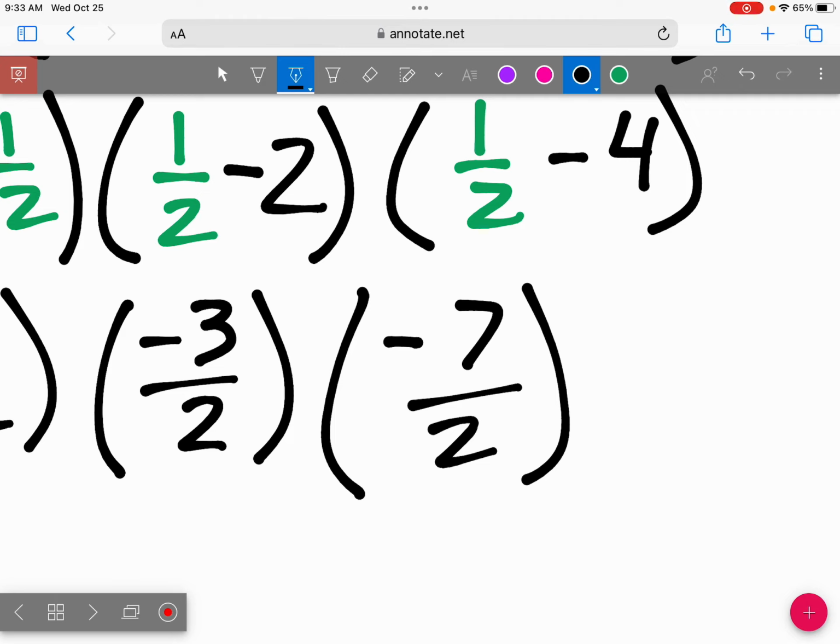Okay. So they love to throw fractions at us because it makes things gross. Ooh, I really changed in size as I went from left to right there. That's okay. That's what happens when you don't have lined paper, and I have it zoomed in so far.